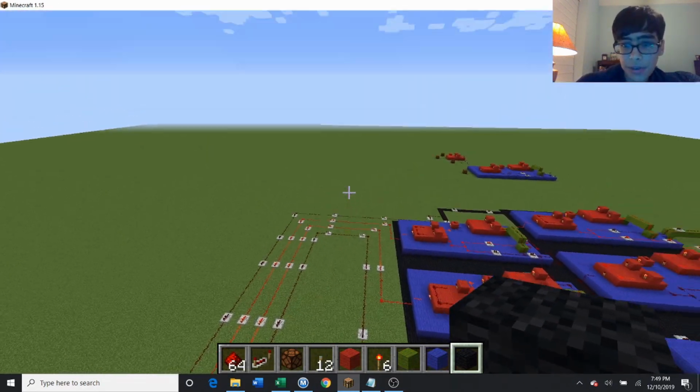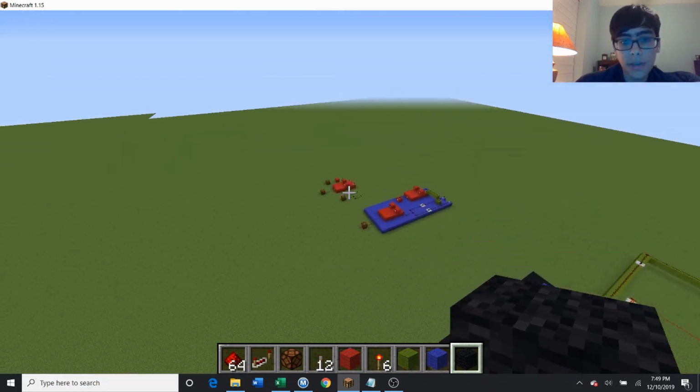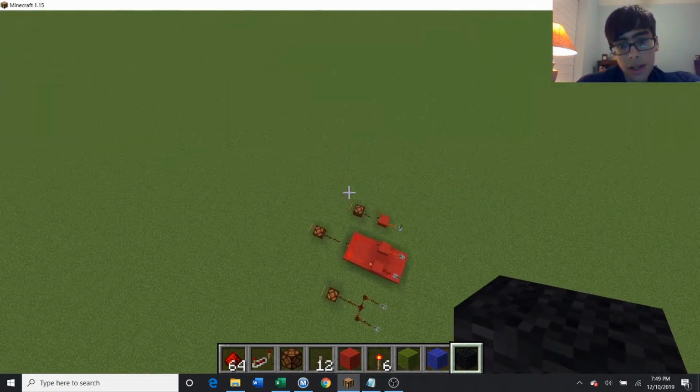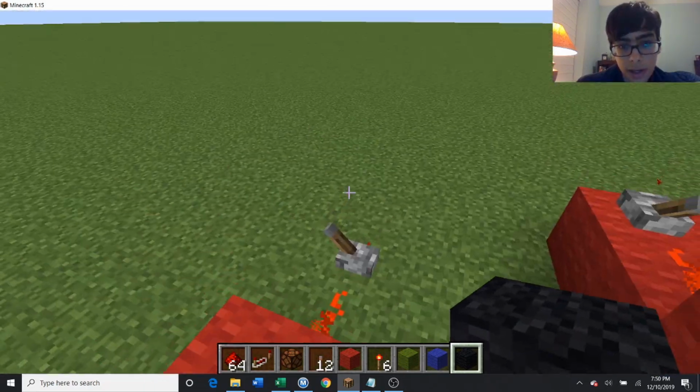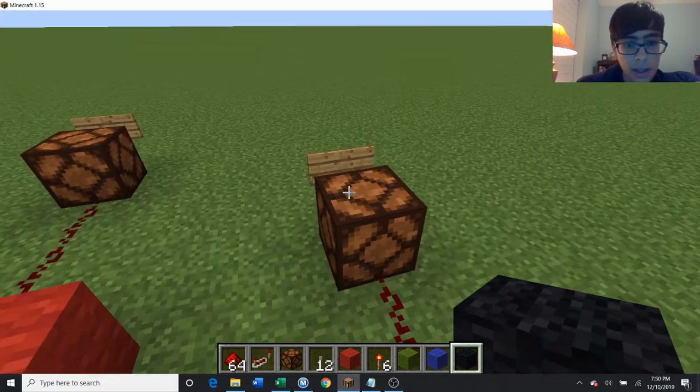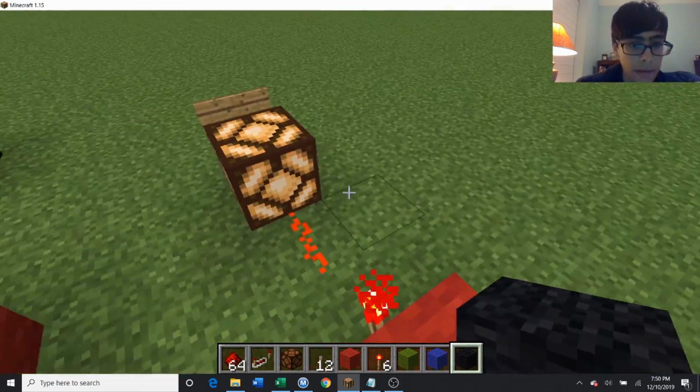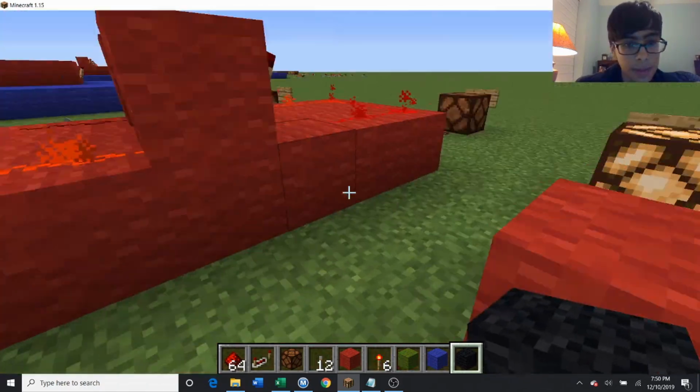So, there are 3 types of logic gates that you use. So there's 3 right here. So this is a NOT gate. So if I turn this on, the lamp is off. If I turn it off, the lamp is on. So it's whatever the opposite is.